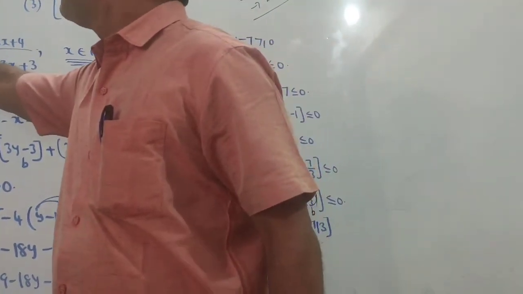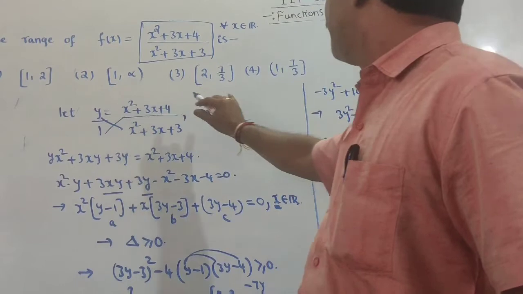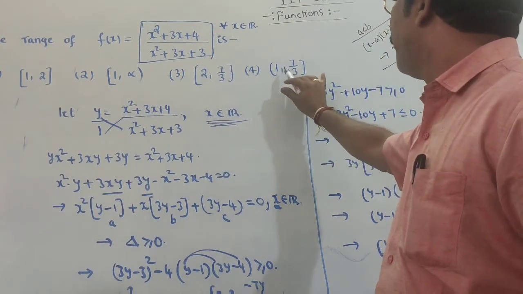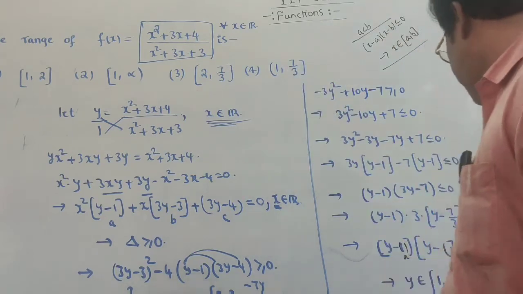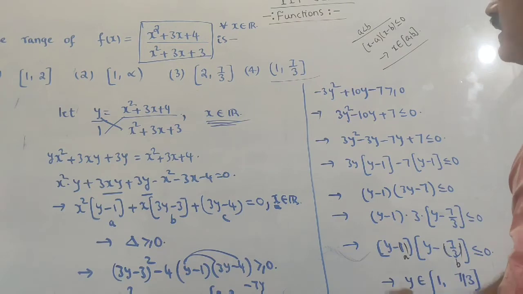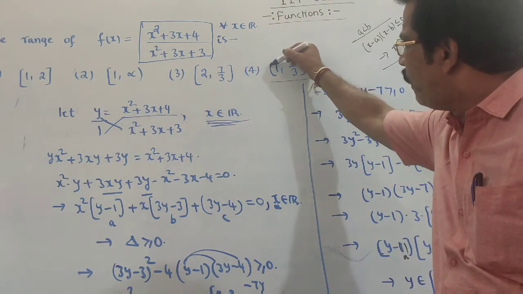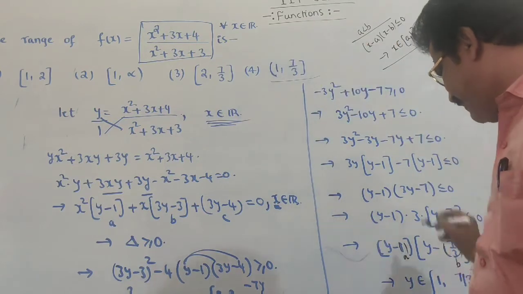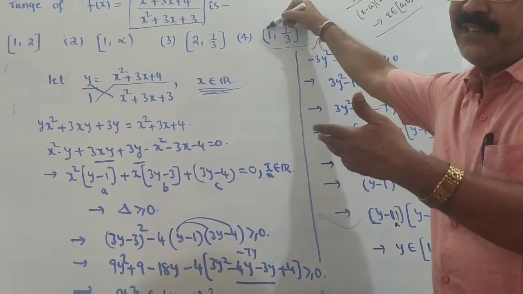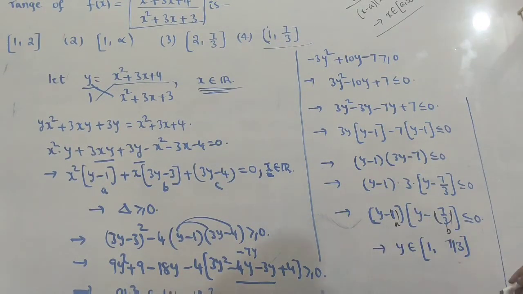Now look at the options. In the first option, closed interval 1 comma 2; in the second option, closed interval of 1 comma infinity; closed interval of 2 comma 7 by 3; next, open 1 comma 7 by 3. It is similar to the fourth option, but where is the difference? In the fourth option, 1 is under open interval, meaning the y value is not equal to 1. In the fourth option he is saying like that. Let us verify whether y is 1 or not.